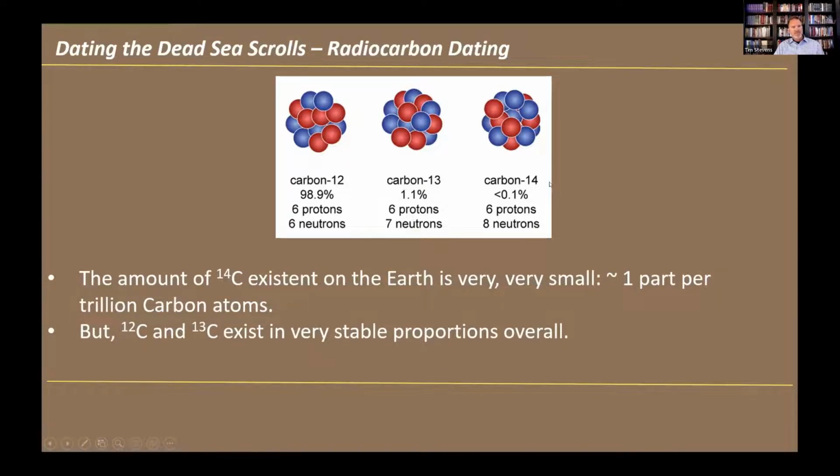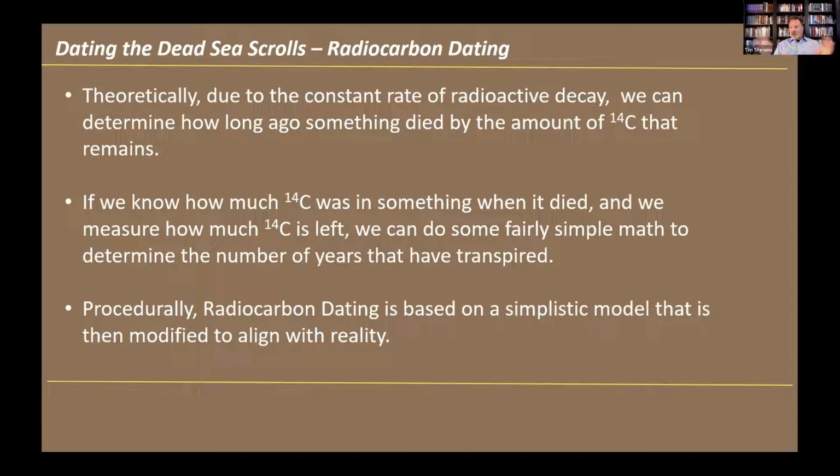Now, theoretically, due to the constant rate of radioactive decay, we can determine how long ago something died by the amount of carbon-14 that remains. If we know how much carbon-14 was in something when it died, and we measure how much carbon-14 is left, then we can do some fairly simple math to determine the number of years that have transpired.